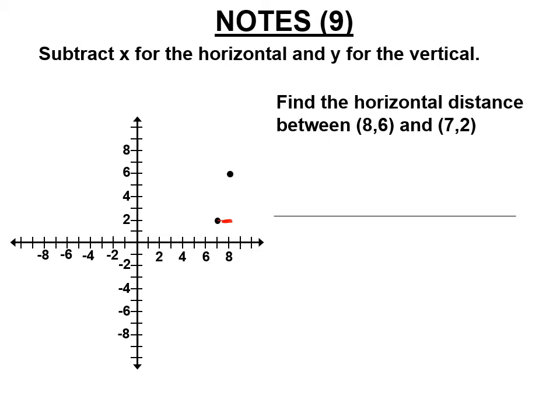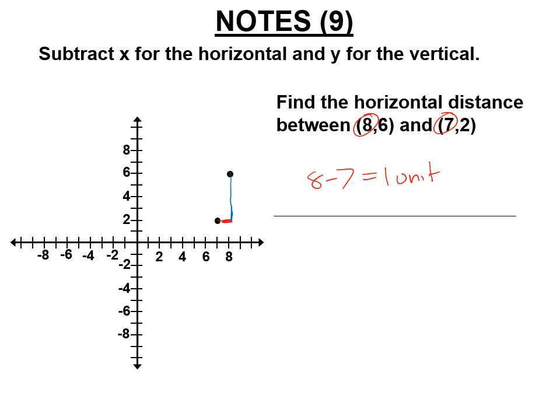Now, where this lesson is headed, in the next thing, we're going to be doing slope. This horizontal distance is going to be our run. And so to find the horizontal distance, you subtract the x coordinates. Notice they're both different. I warned you about this. So 1 unit, it's singular, all right?